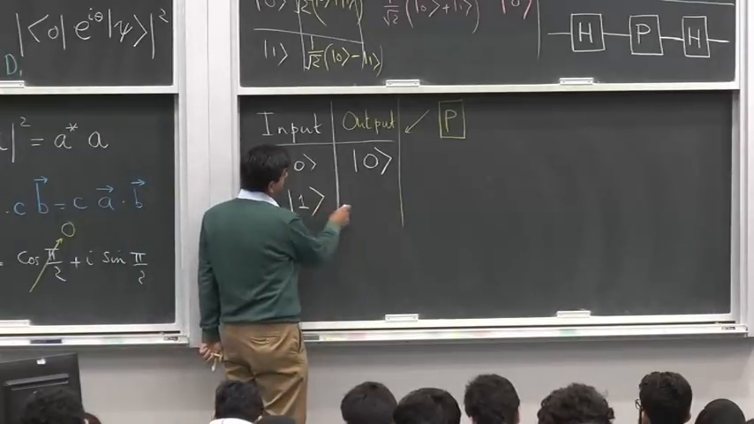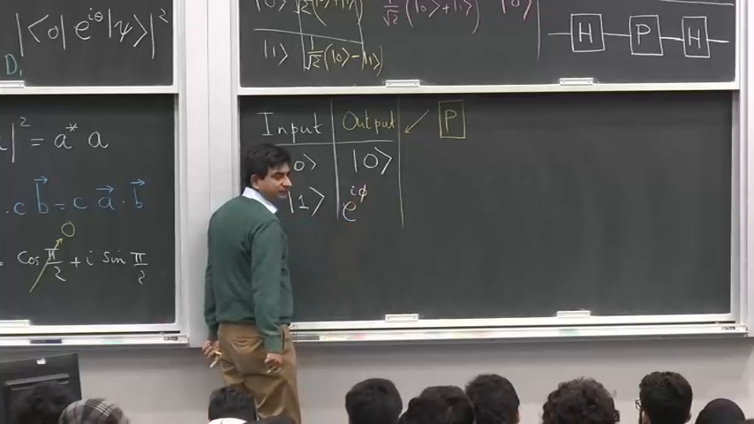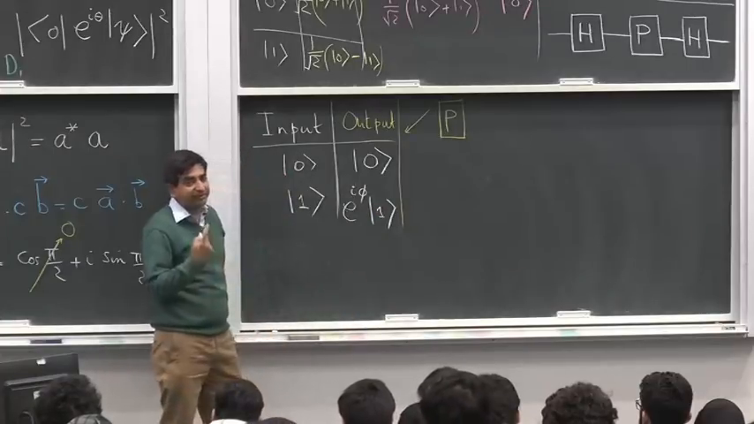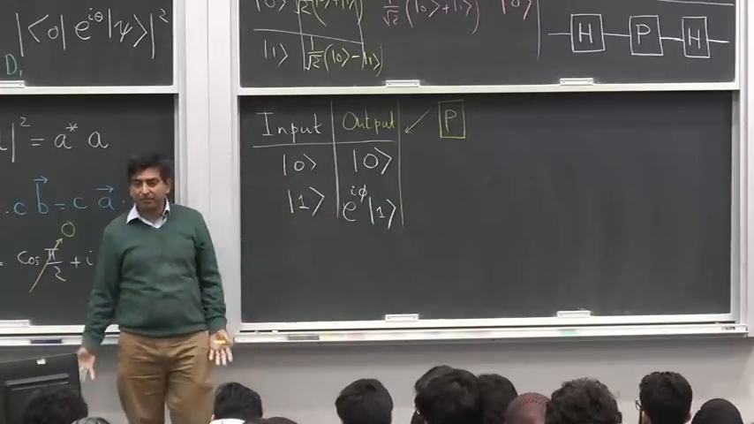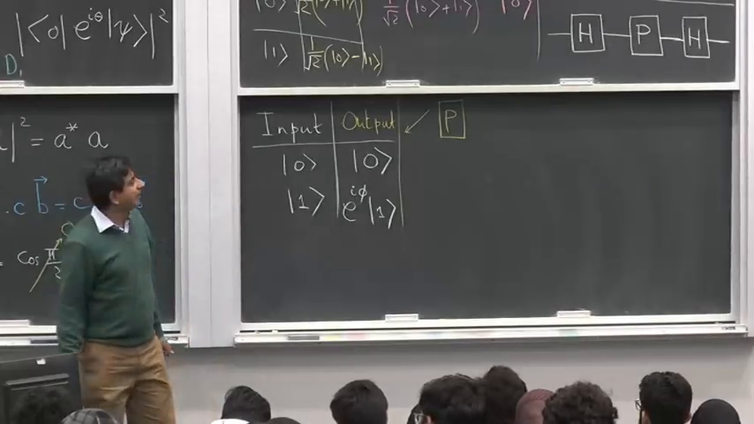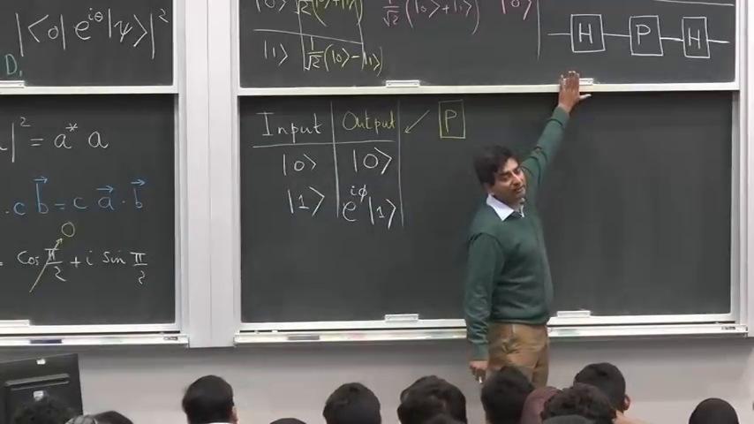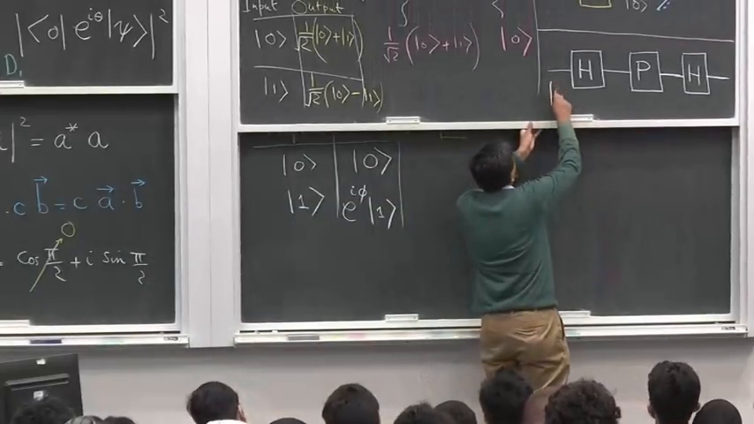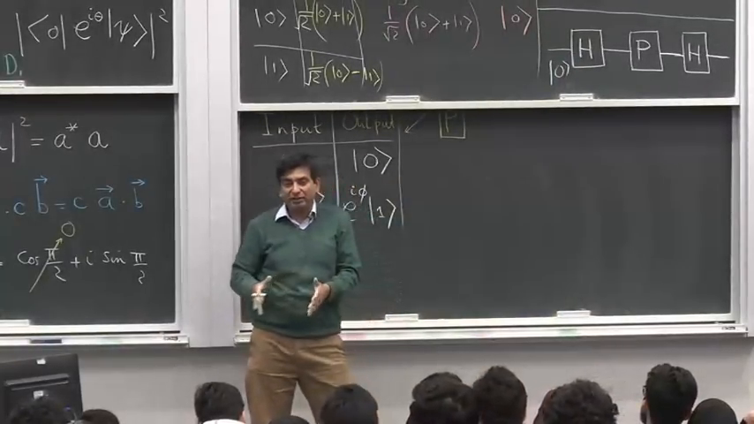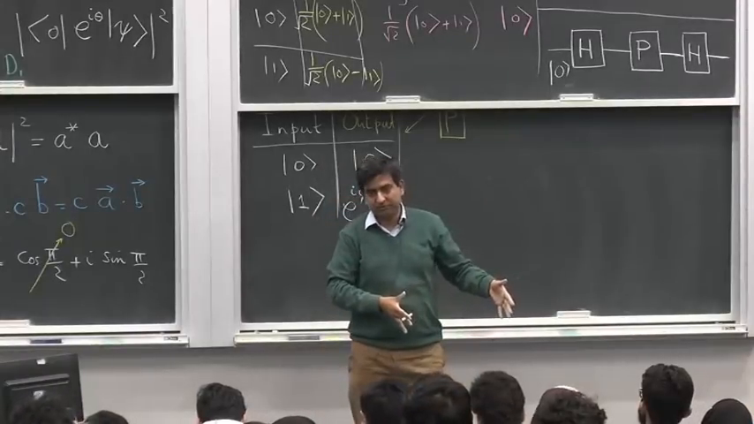And if my input is 1, my output is e^{iφ} times 1, where φ is a real number. φ is a real number, e^{iφ} is a complex number. This is my truth table. Now, if I have this quantum circuit and my input is 0, let's walk through the circuit. What's going to happen to the quantum state as it propagates through the quantum network?